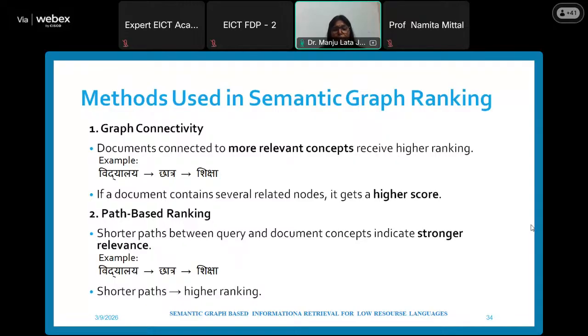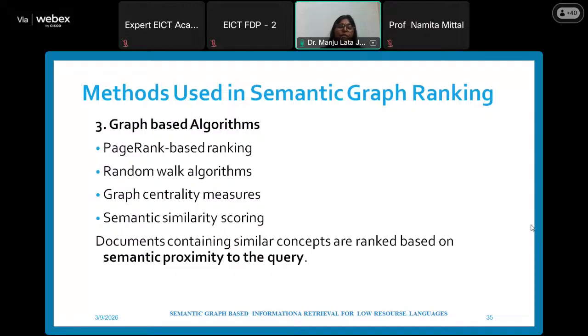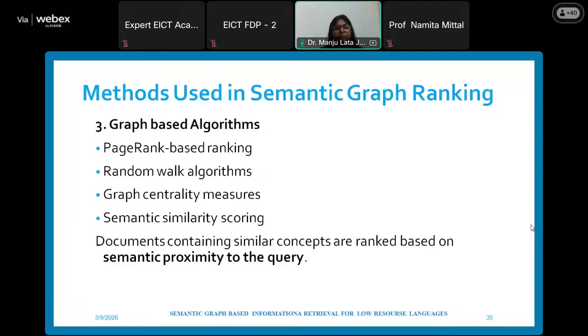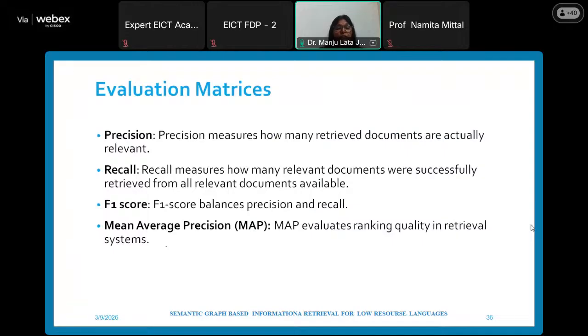Path-based ranking: shorter paths between query and document concepts indicate stronger relevance. If the query and document terms have a lot of distance between them, then these are not considered related terms; query terms are not related with the retrieved document terms. The first was graph connectivity based ranking, second path based, and third, very important, graph based algorithms. Also PageRank based ranking, random walk algorithms, graph centrality measures, and semantic similarity scoring, where documents containing similar concepts are ranked based on semantic proximity. Among all these, we will thoroughly discuss the graph centrality measures in this session. I will consider those centrality measures in the next slides.